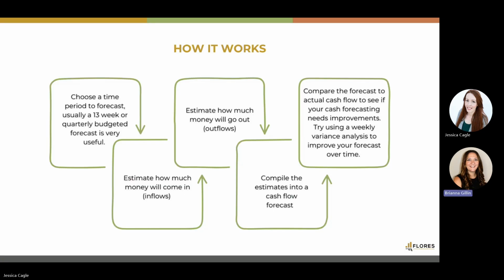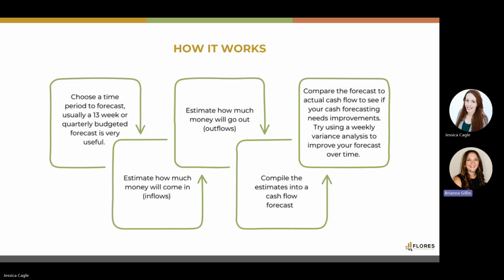That's right. Let's take a look at how it works. There are solid steps that include choosing a time period to forecast. Usually, a quarterly budgeted forecast is useful. Estimate how much money will come in via inflows like sales, receivables, loans, and investments. Estimate how much money will go out via outflows like payroll, rent, inventory, loan repayments, etc.